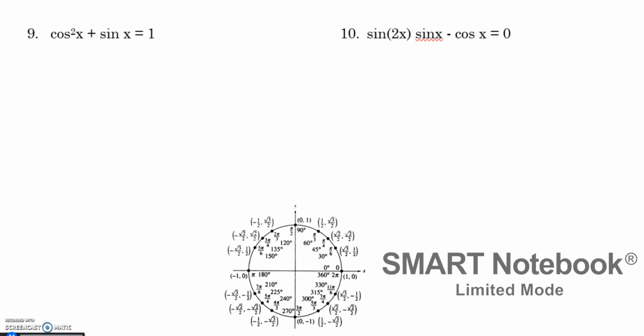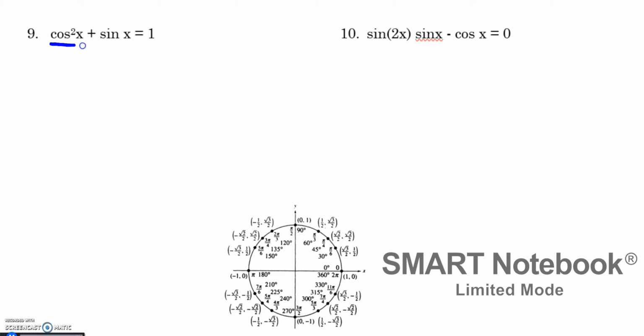Hello, welcome to the second video, and we'll start here with number 9. So if I'm solving this trig equation, a lot of the time, in order to solve a trig equation, we need everything in terms of the same trig function. And so the question is, should I replace cosine squared or sine of x?